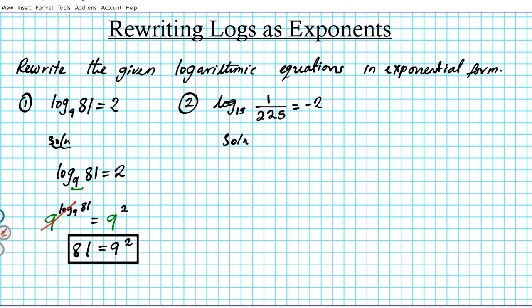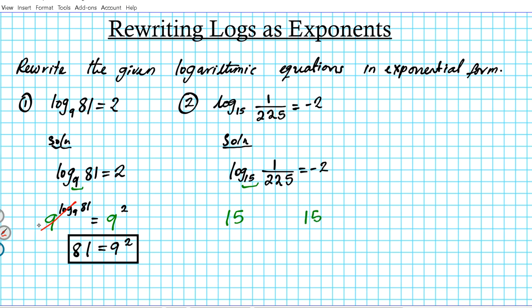We're going to try and rewrite this in exponential form. So we have log base 15 of 1 over 225 equals negative 2. So we're going to exponentiate both sides of the equation using what? The base of the log is 15. So what are we going to do? Put a big 15 on the left side and the right side of the equation.